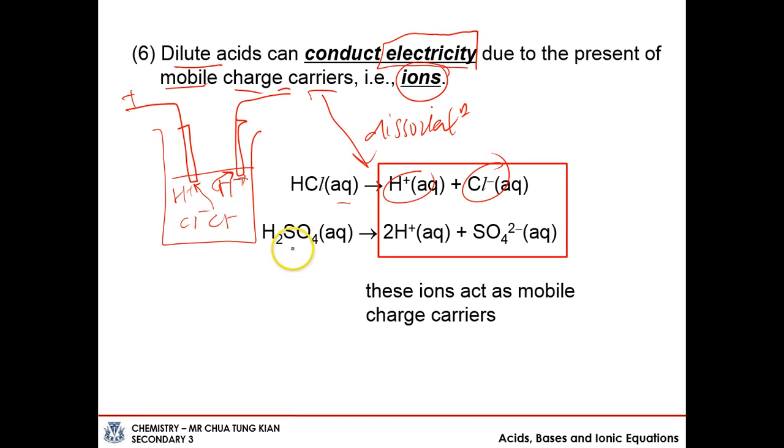So if I compare H2SO4 and HCl, I will be able to make a deduction that H2SO4 is a better conductor than HCl. Why? Because for every unit of H2SO4, I have 2 plus 1 unit of ions versus 1 plus 1 unit of ions. So I have 2 units of ions here, I have 3 units of ions here. So because I have more mobile charge carriers, I can make a deduction that H2SO4 is a better conductor of electricity.